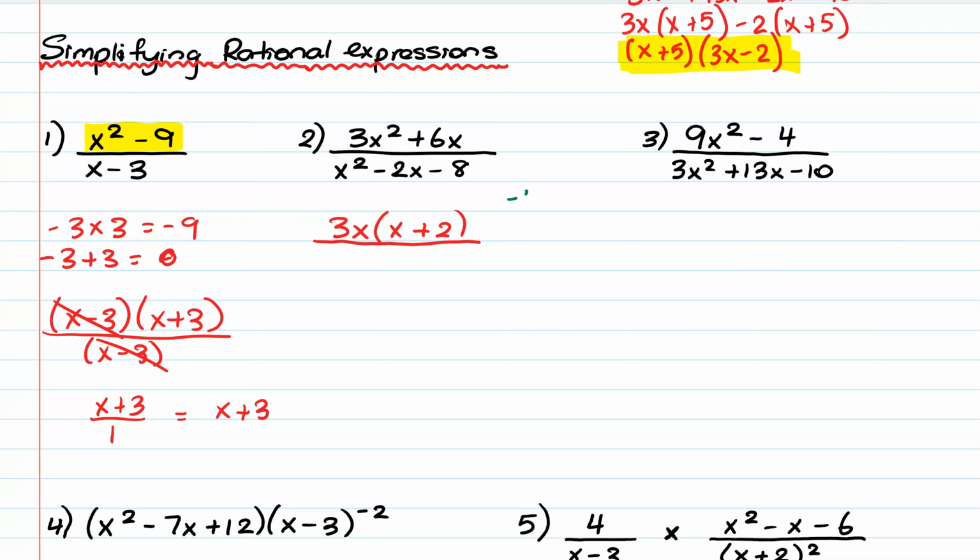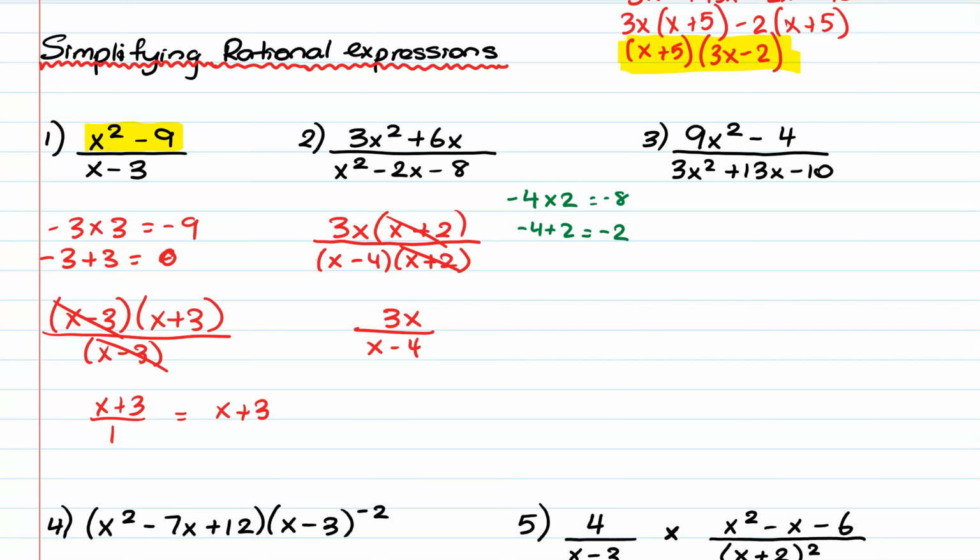So I can have negative 4 times positive 2. That equals negative 8, and negative 4 plus 2 equals negative 2. So then I can write this out as (x minus 4)(x plus 2). I can cancel out the x plus 2, so I'm just left with 3x over x minus 4. Cool. Next one over here, up top, I've got 9x squared minus 4 over 3x squared plus 13x minus 10.